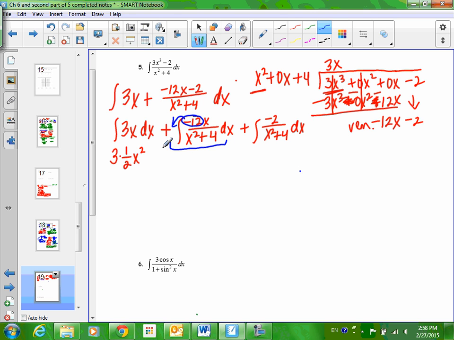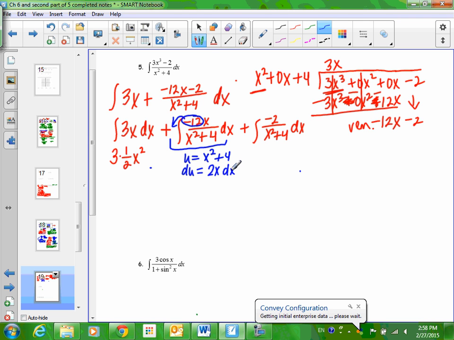Okay, so here's the thing. If you're not sure, you try it and you say, hey, that was wrong, and you try something else. Okay, this is the old kind of U-substitution. Watch what I'm going to do here. u is going to be the denominator. Then du, what would du equal? 2x dx. The 2 gets moved out.